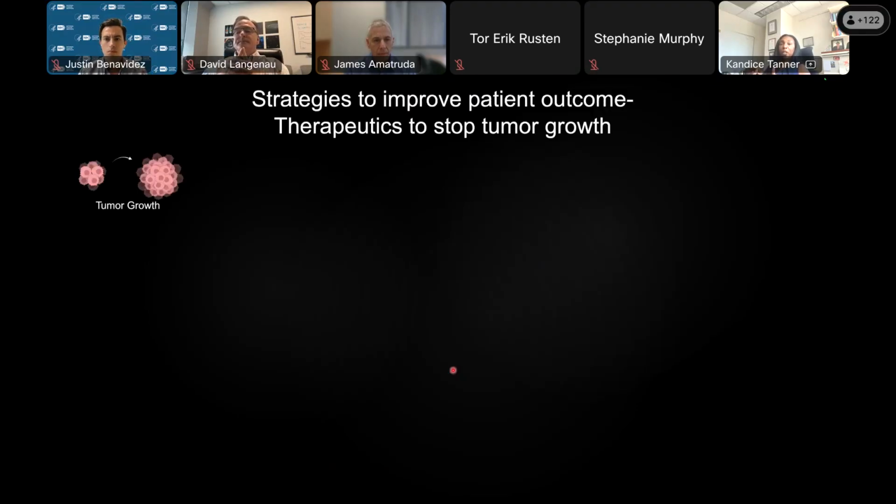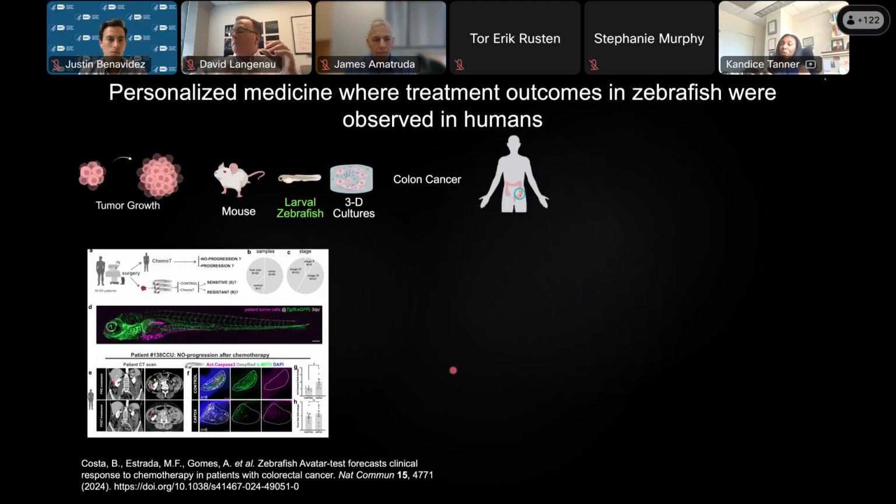So if we focus on how we then stop tumor growth, in Rita Fior's lab, what she did was a fantastic study. I just love this work in the sense that she was able to access patients at the time of surgery, take some of their samples, put them back into zebrafish, and zebrafish received the same treatment options as that of the patients, so personalized medicine. And remarkably, the treatment results that were observed in the patients were also observed in zebrafish.